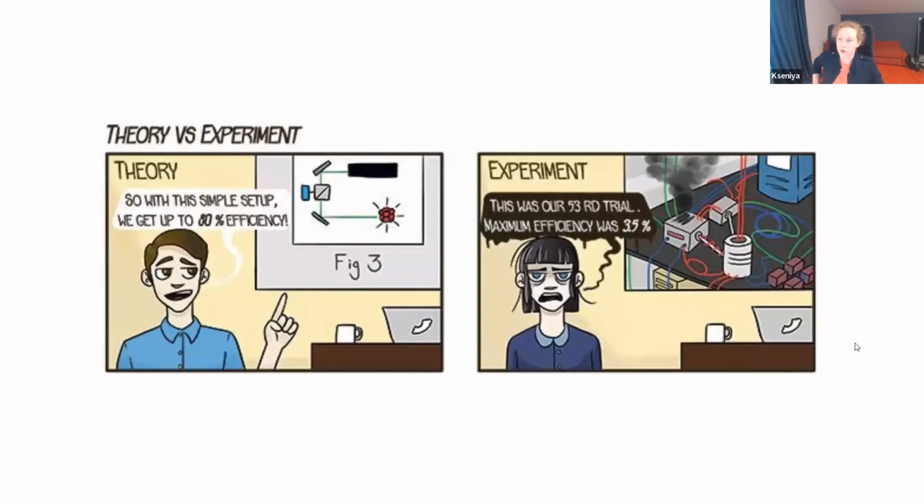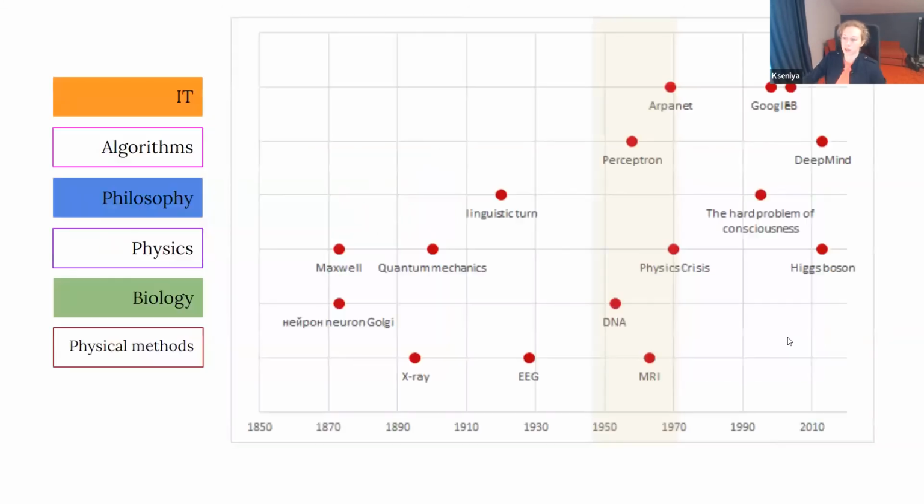In theory, everything is much easier than in practice. And if we consider in a historical view the development of areas related to cognitive neurosciences, we can get the following picture. So there are some findings, some events. So here you can see the time, years, and some fields. IT, algorithms, philosophy, physics, biology, and physical methods.